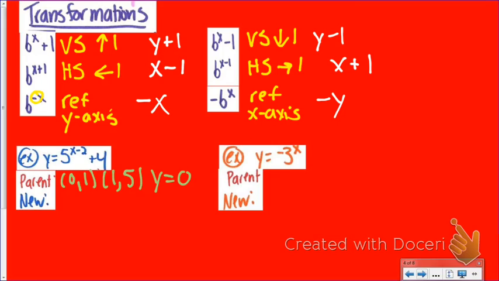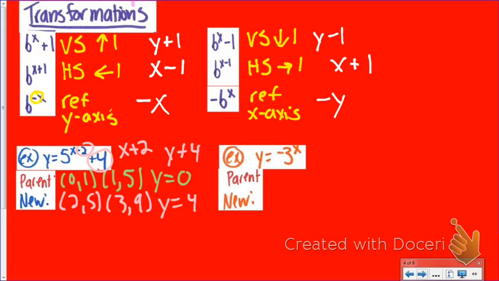Well, if you look at this one, I have a horizontal shift to the right 2, so my x's are going to add 2. Then I have a vertical shift up 4, so my y's, I'm going to add 4. So I just apply those transformations to each of my points. So that means my new points are going to be at 2, 5 and 3, 9, and my y equals line is only going to shift up. You can't really tell if it shifts side to side because it's still a full line, so at y equals 4.